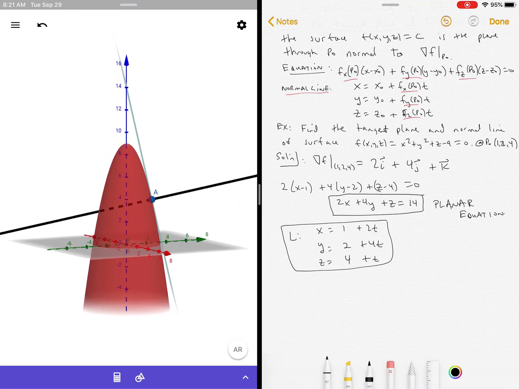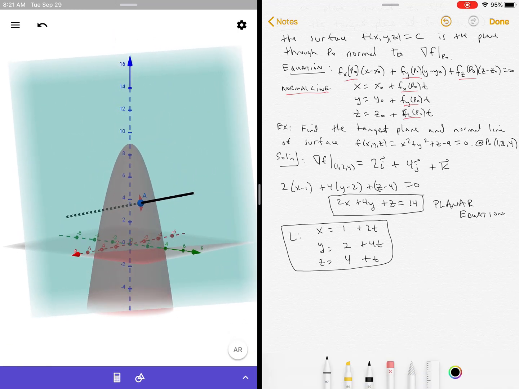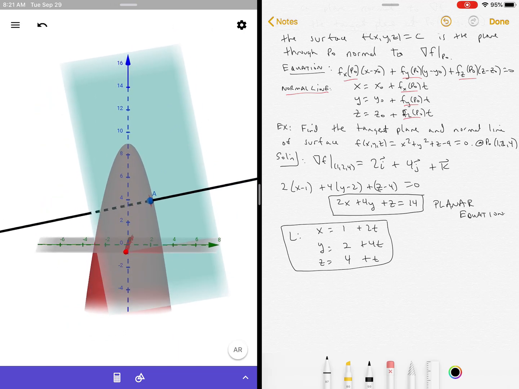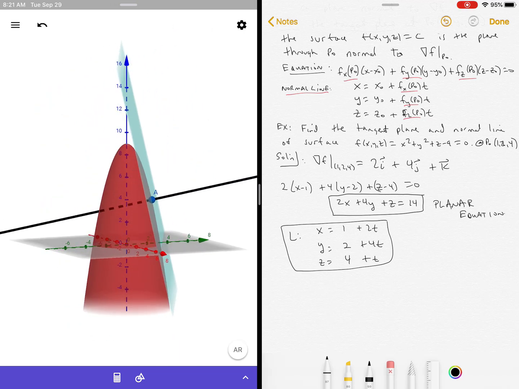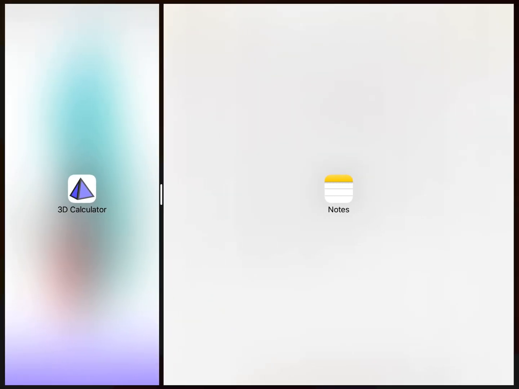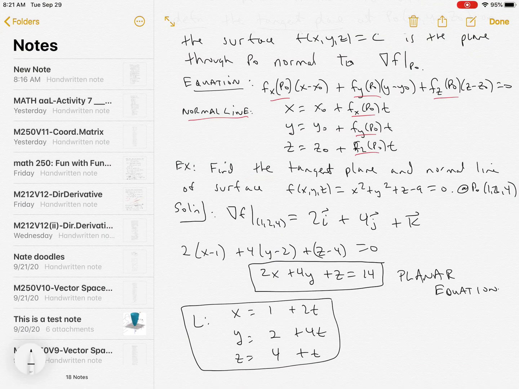All right, I'll get rid of that, and you can see that all the tangent lines lie on this plane, and that this normal line here is perpendicular to all of them at the point in question here, which is 1, 2, 4. Okay, so that was fun. Let's see if I can do this. Nope. And gone. There you go.